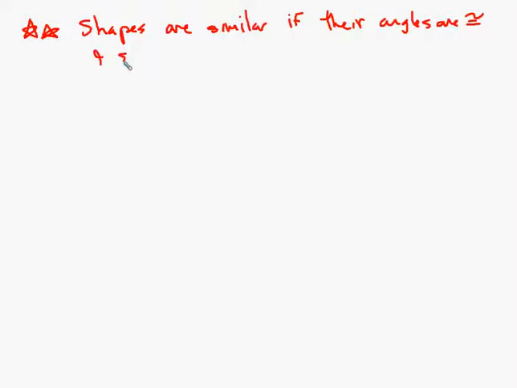This is very important. Shapes are similar if their angles are congruent and their sides are proportional. Now we already wrote that, but I wanted to write it again because I spelled proportional wrong. Oh well. We're going on.